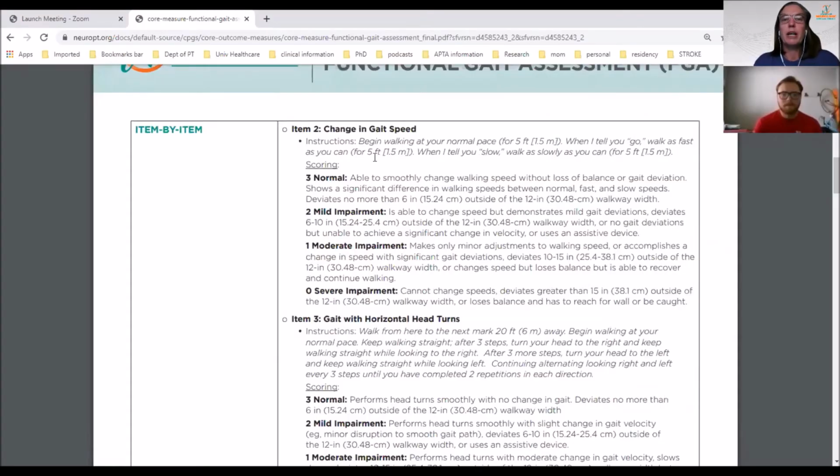If you look at this, I want you to walk as fast as you can. And when I tell you, I want you to walk as slowly as you can for the 5 feet. So without loss of balance or gait deviation, shows a significant difference in walking speeds between normal and fast, deviates outside of the walkway. So in this criteria, let's say you find that she can truly demonstrate a change in her gait speed. She walks at what we saw before, 6.4 seconds, and she can speed up to demonstrating something around 5.2 seconds.